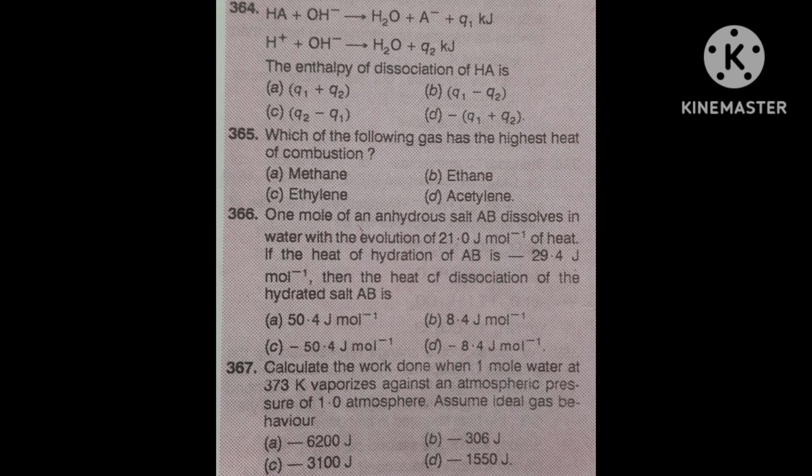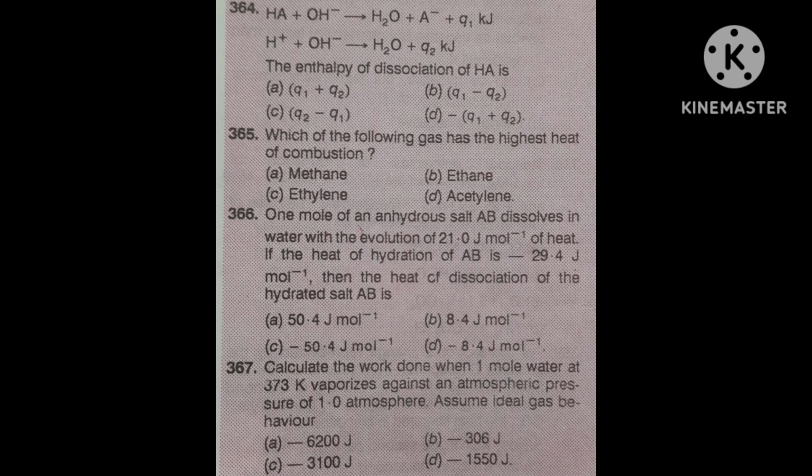Now vapor you are considering: the volume of 1 mole of H2O vapor at 373 Kelvin and 1 atmospheric pressure. How will we calculate? PV is equal to RT, then V is equal to RT upon P. The R value you know, 0.0821. Temperature is 373, and pressure is 1. You put all the values.